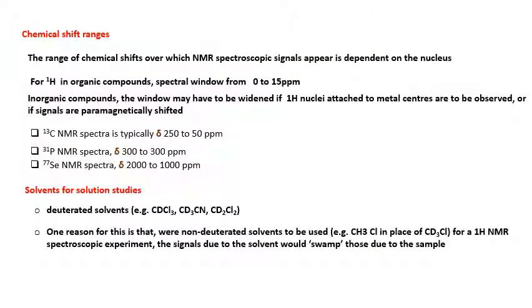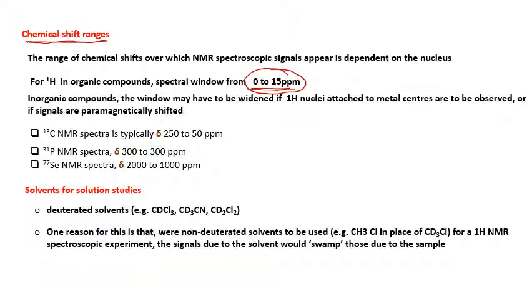Now coming to chemical shift ranges. The range of chemical shifts over which an NMR spectroscopic signal appears depends on the nucleus. So it is a nucleus dependent phenomenon. The most commonly observed nucleus is proton, 1H, and in organic compounds the spectral window is like 0 to 15. So this is the diamagnetic region, 0 to 15 ppm. Most protons fall in this region for a diamagnetic compound, like an organic compound.